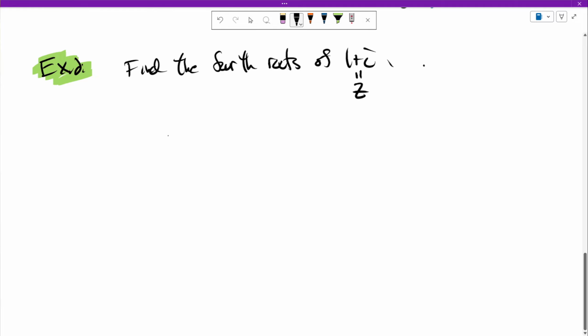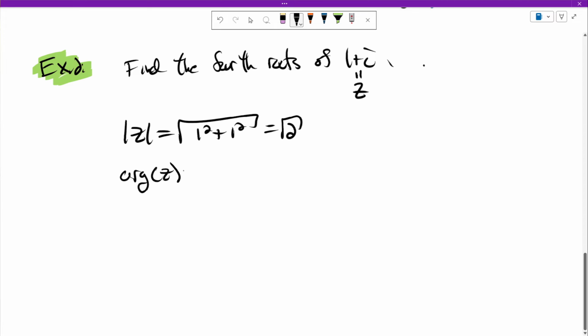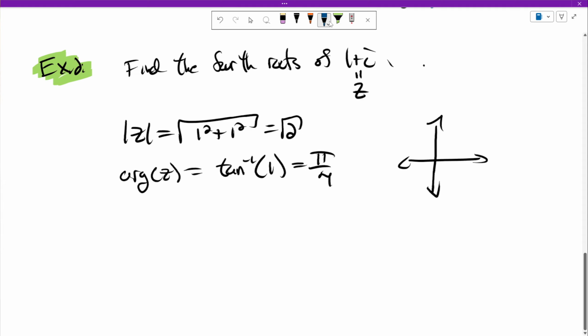If this is our z, then the modulus of z is root 1 squared plus 1 squared, which is root 2. And the argument of our z is, well, you can compute arctangent of 1. In this case, it's going to be pi fourths. Or you can just tell it's 45 degrees by drawing the picture. 1 plus i is here. The angle is pi fourths. Either way is fine.